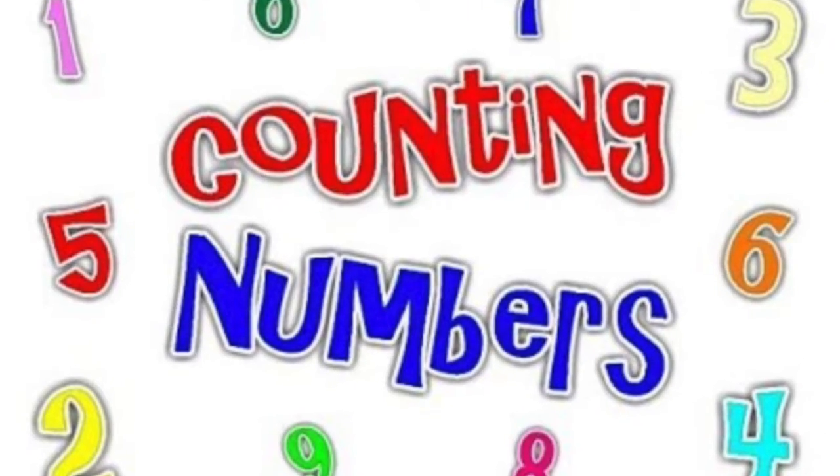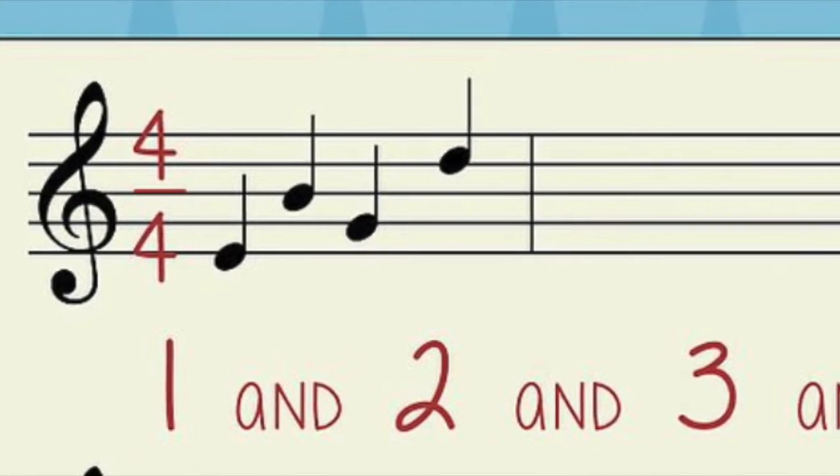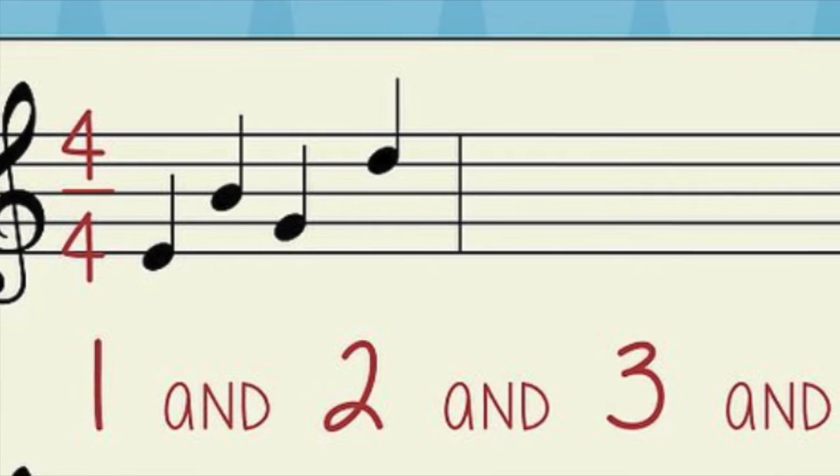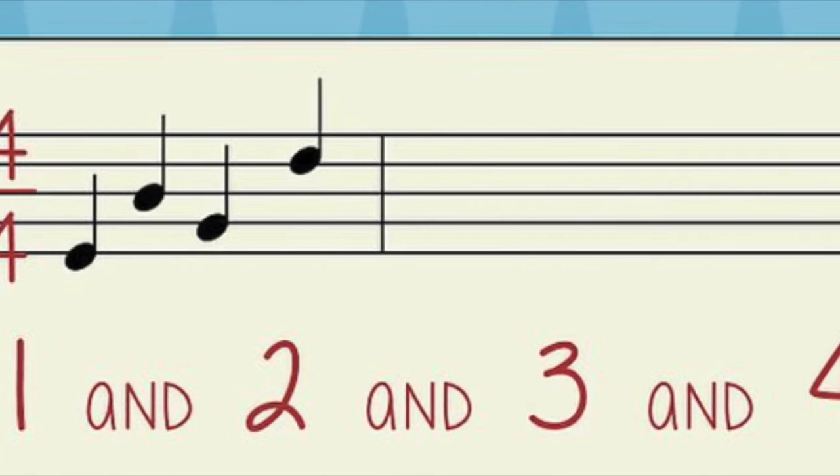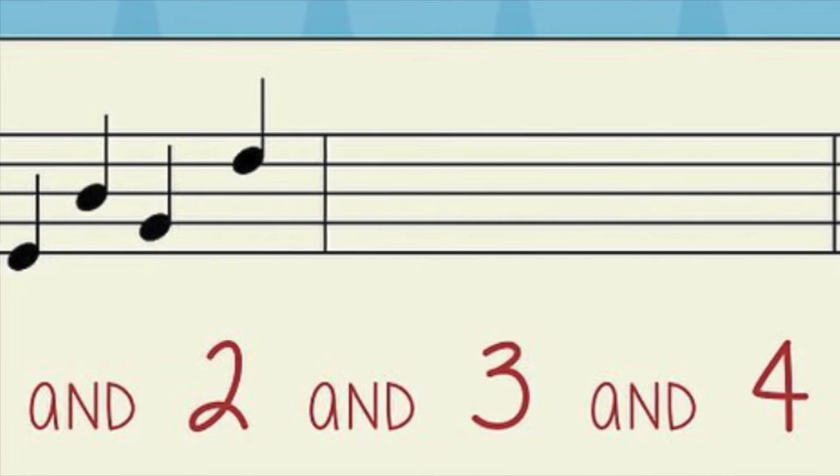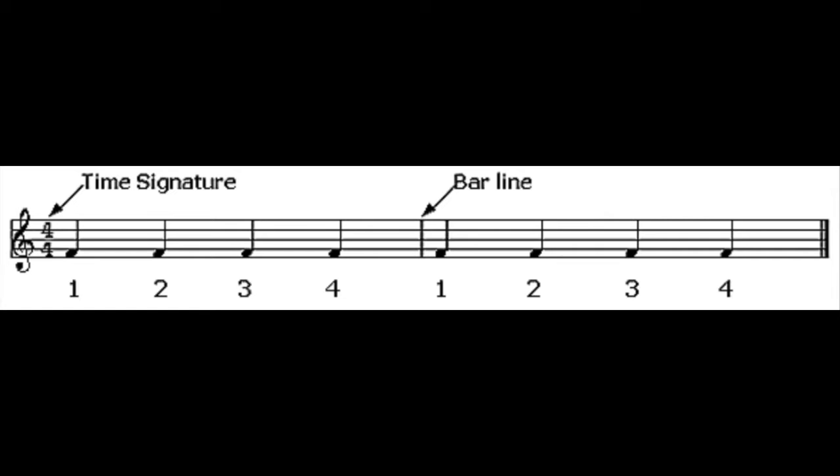So first, let's start with some easy math, counting numbers. To begin, all music has counting. I'm sure you've heard of the 1 and 2 and 3 and 4 and. What we are counting are the notes in each measure, which is separated by that bar line. Measuring is also a math term, and all of the bar lines are measuring an amount of time.